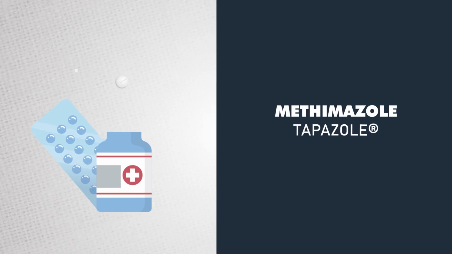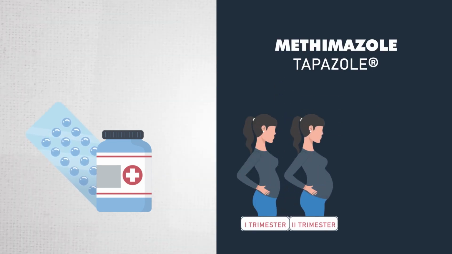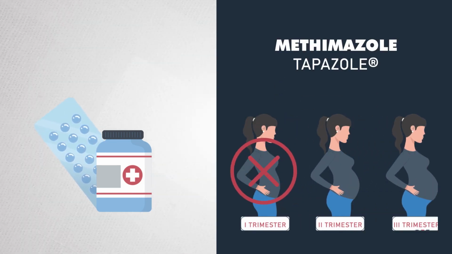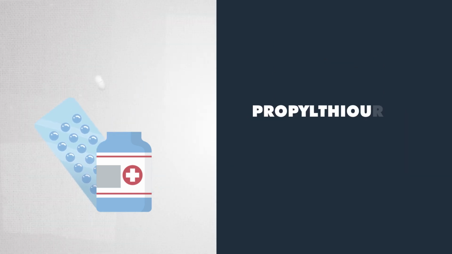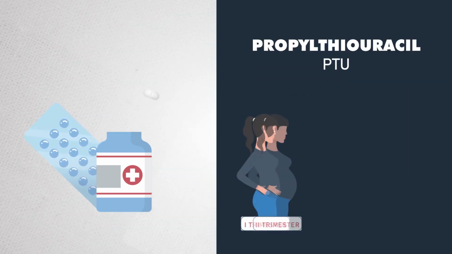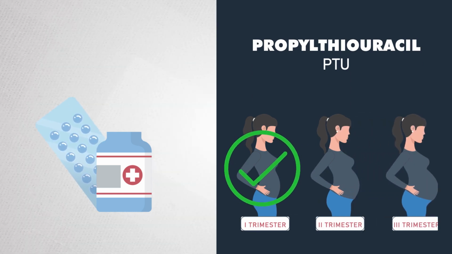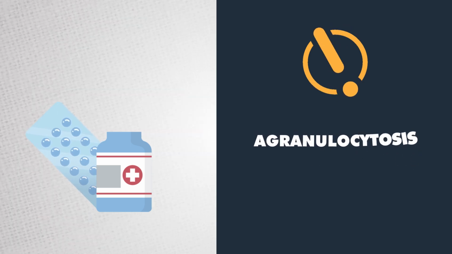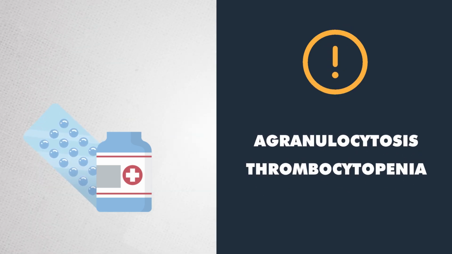Medications. Most doctors will prescribe methimazole or Tapazole, a common antithyroid medication. It's a thyroid suppressant that has fewer side effects than other medications, but it is not safe during the first trimester of pregnancy, so keep that in mind. Another antithyroid medication, propylthiouracil, or PTU, is safe in the first trimester, but requires monitoring of the liver enzymes due to the risk of liver failure. Side effects include agranulocytosis and thrombocytopenia, which is low platelet count.